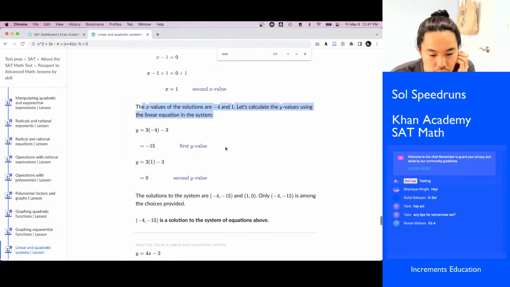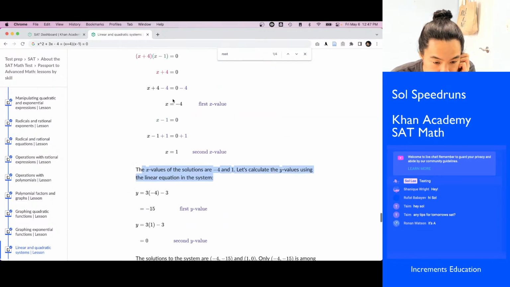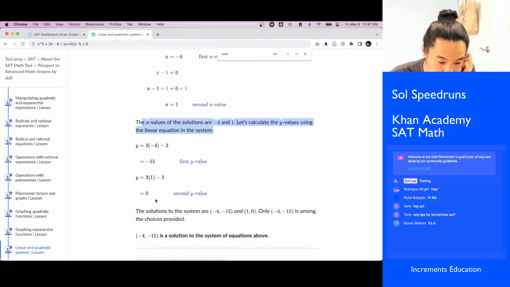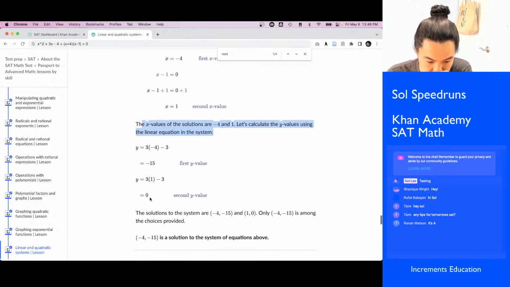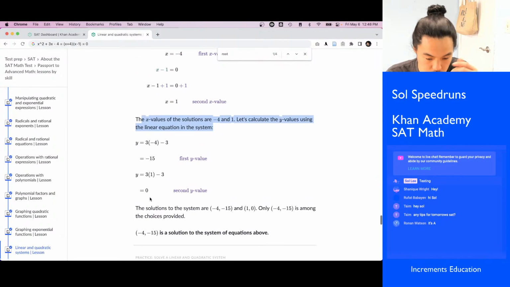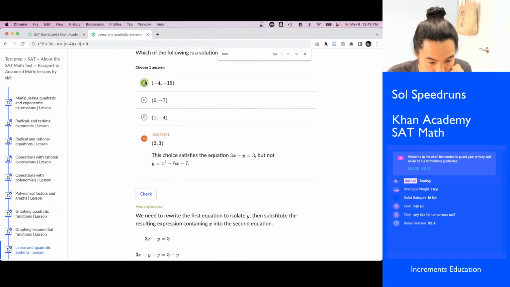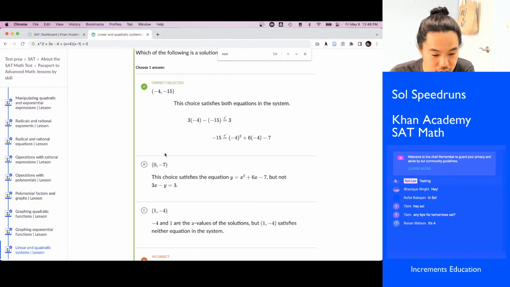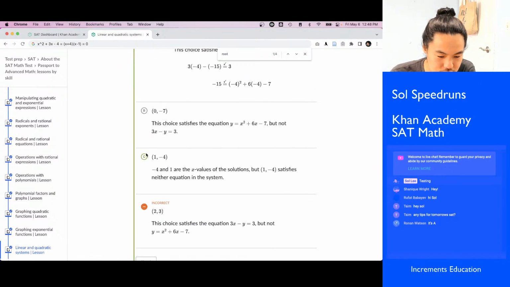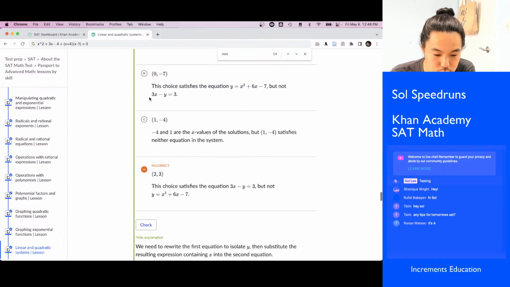So then when x is equal to minus 4, y is equal to minus 15. When x is equal to 1, y is equal to 0. Oh, sorry, Ronan, I was being really stupid. You're right. I was just misreading the green, because I thought that was what the correct answer was.